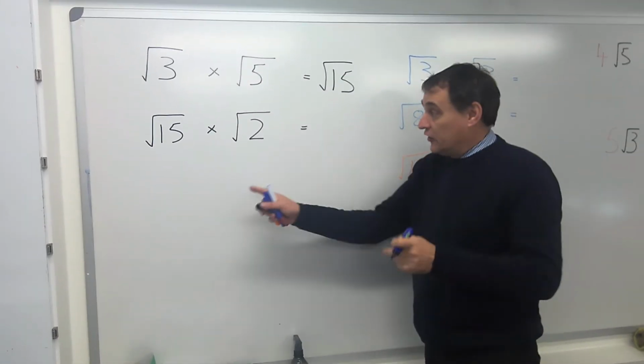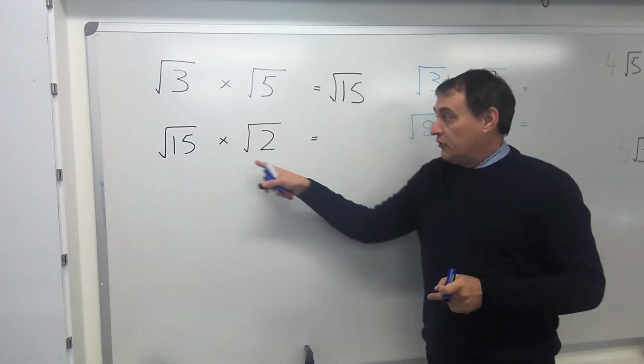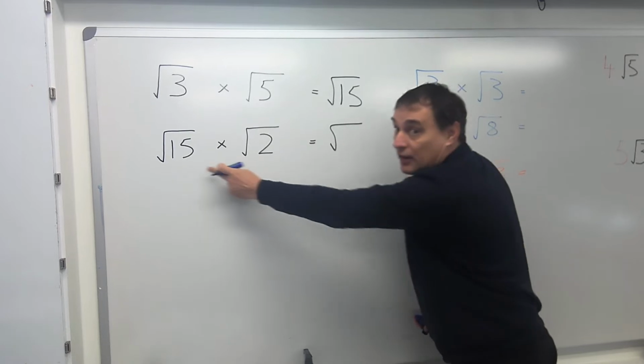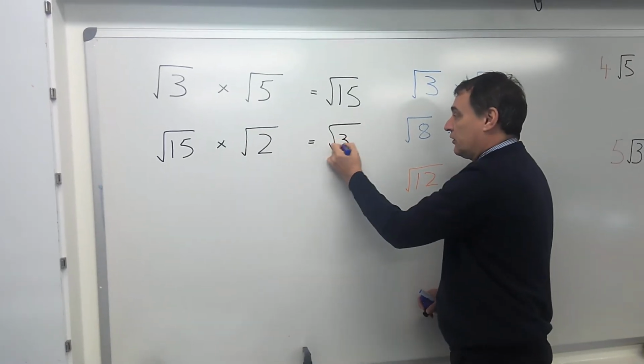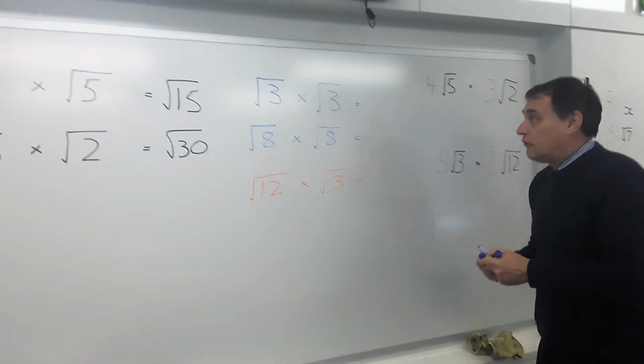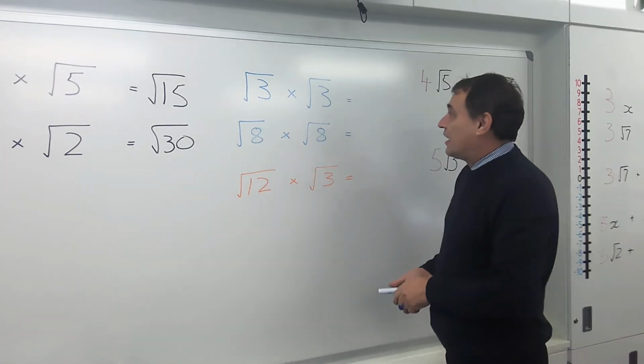Do another one as an example. If I've got the square root of 15 times the square root of 2, I'm just going to times the 15 and the 2 together to give us the square root of 30. So that's the basic introduction. On we go now to a few other types of cases.